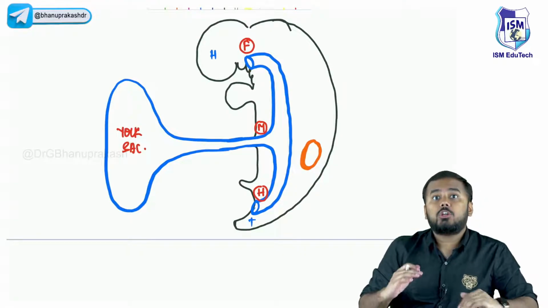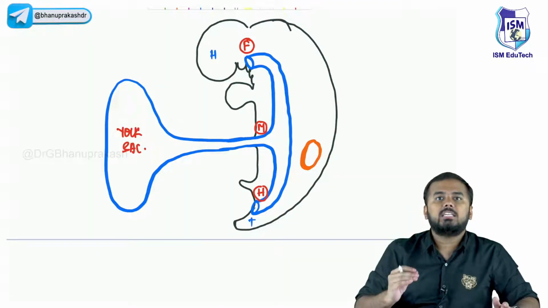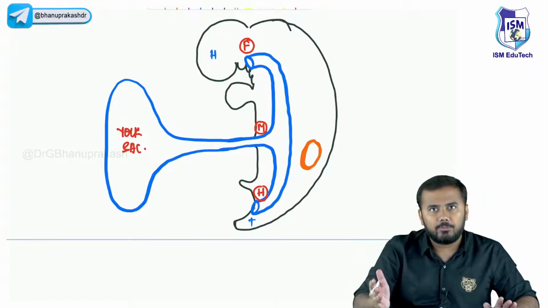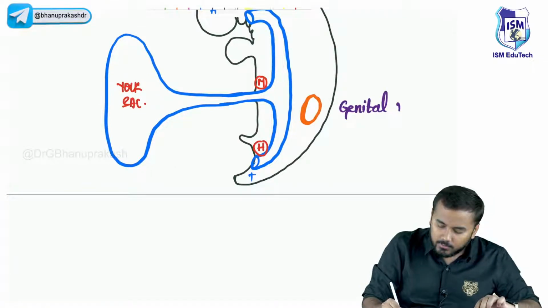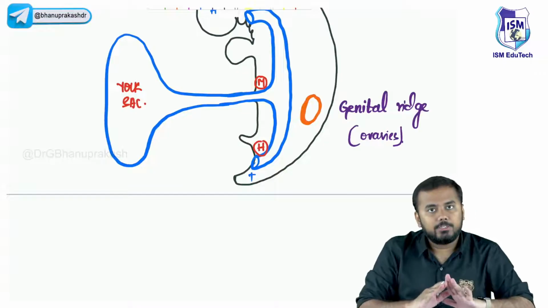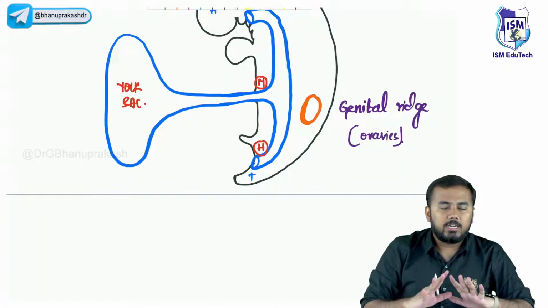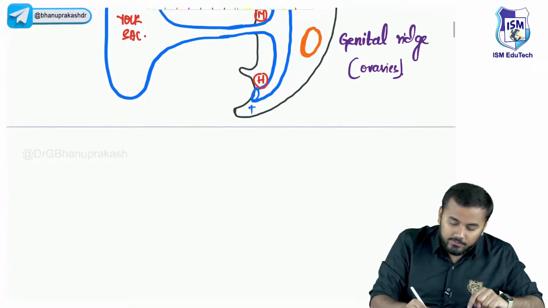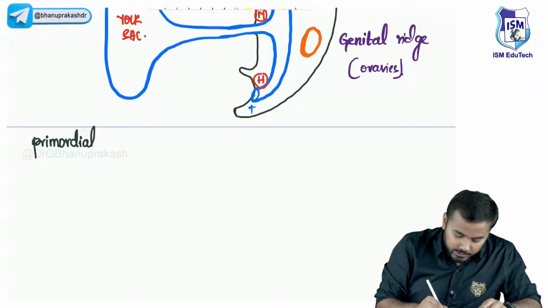These ovaries which are not yet developed, these gonads which are not yet developed, are called genital ridges. Genital ridges means those gonads which are not yet fully formed. So right now I have to call this the genital ridge, but for you to understand I will just write it as ovary. Now from where will oogenesis start? Oogenesis will start with a group of cells called primordial germ cells.